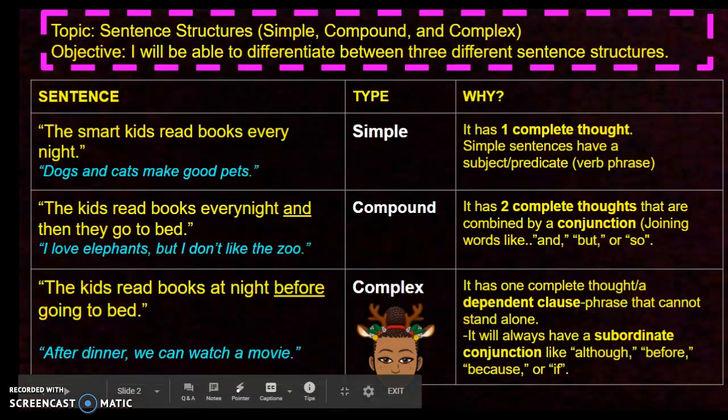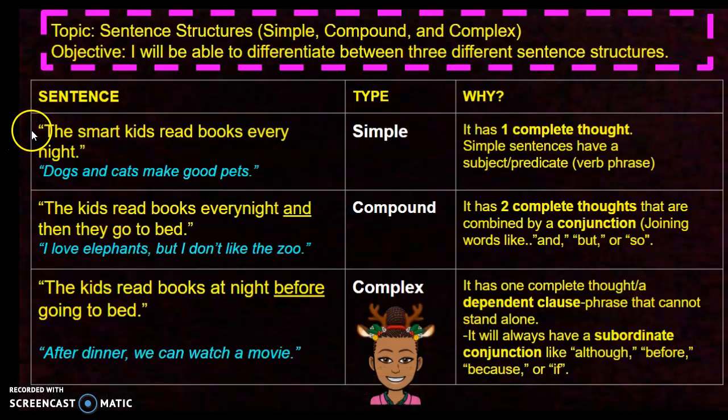The first one reads, "The smart kids read books every night." Okay, this would be considered a simple sentence. Why? Because it has one complete thought. And simple sentences have a subject, which means it tells who or what the sentence is about. And then there's a predicate. That's the verb phrase or the action part that tells what the subject is or what it's doing.